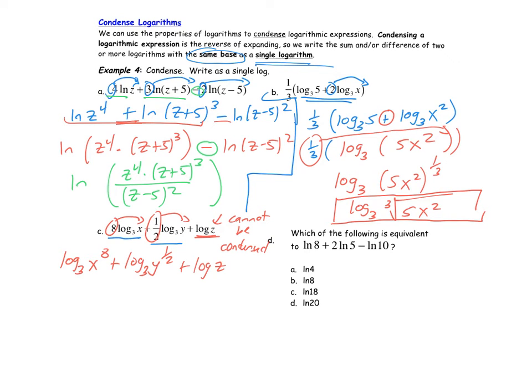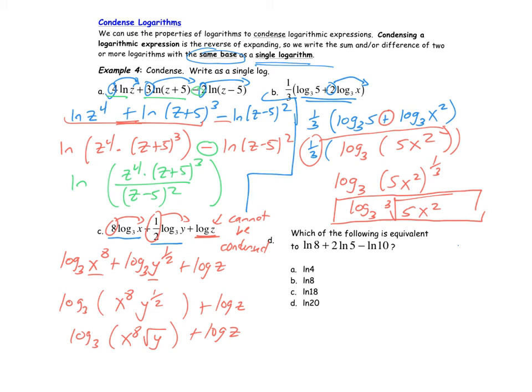And now we have the sum. The sum can be condensed as a product. So we're going to have log base 3 of the product of x to the 8th, y to the 1/2, plus log z. And if you like it better, you can write this as x to the 8th times radical y plus log z. I would be fine with either of those last two expressions.